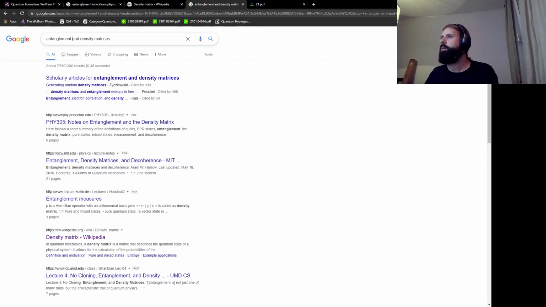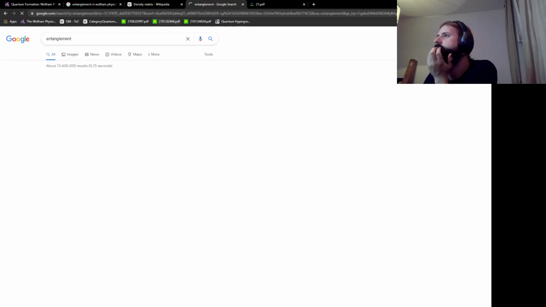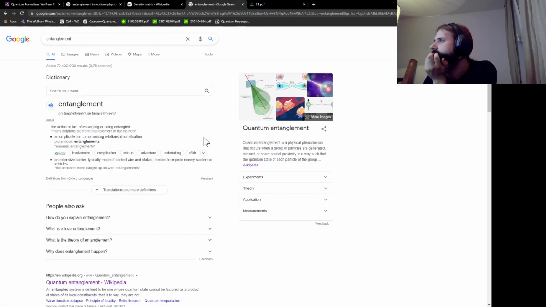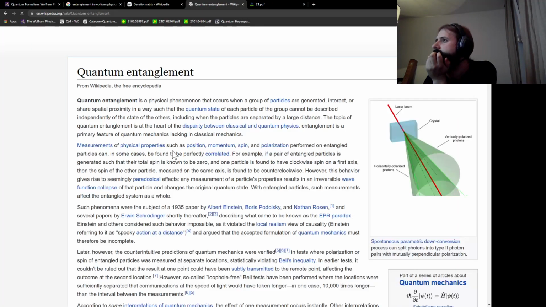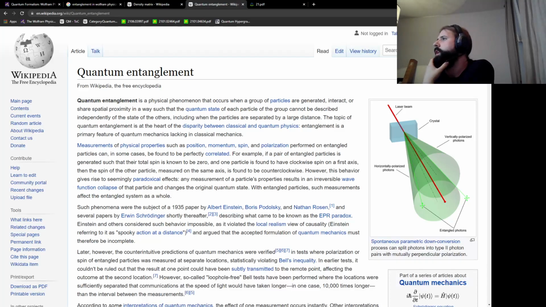Let me look up entanglement. Quantum entanglement is a physical phenomenon that occurs when a group of particles are generated, interact, or share spatial proximity in a way such that the quantum state of each particle of the group cannot be described independently of the state of the others, including when the particles are separated by a large distance.